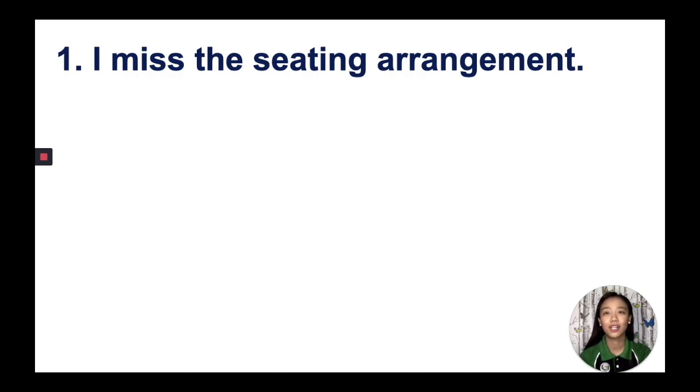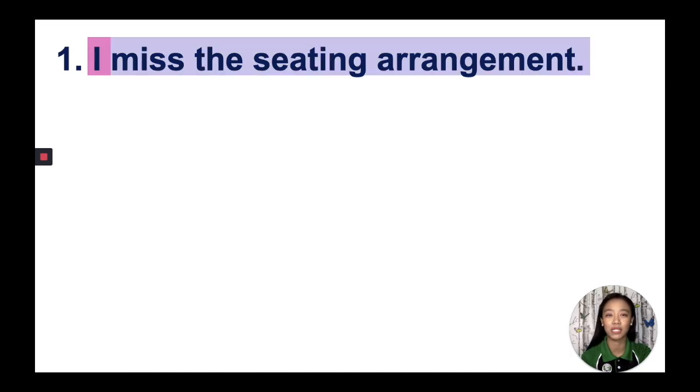Let's answer. The complete subject in this sentence is the pronoun I. The complete predicate is the verb phrase miss the sitting arrangement. The simple subject is still the pronoun I, and the simple predicate is the verb miss.